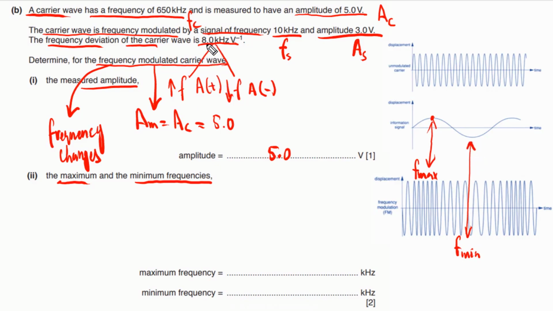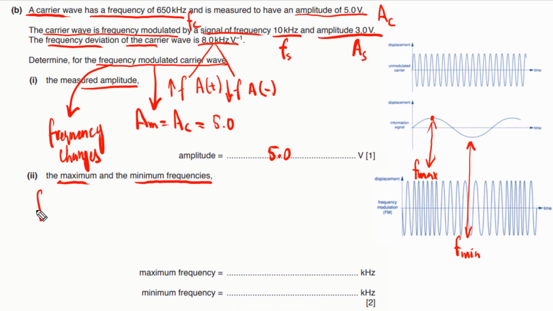How much will it increase? It will increase by 8 kHz when the amplitude changes by 1 volt. And if the amplitude is 3 volts, it means the frequency of the carrier wave will change by 24 kilohertz. It will increase when the amplitude is positive and decrease when the amplitude is negative. So we just need to understand this information and then we can answer this second part.